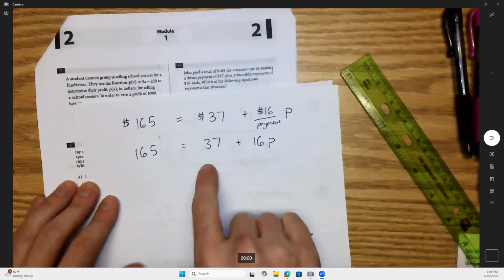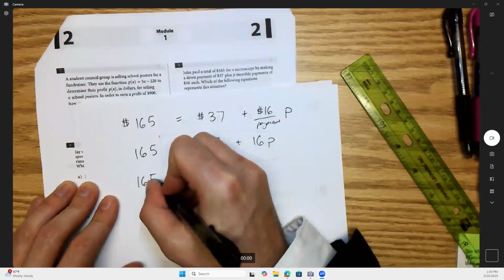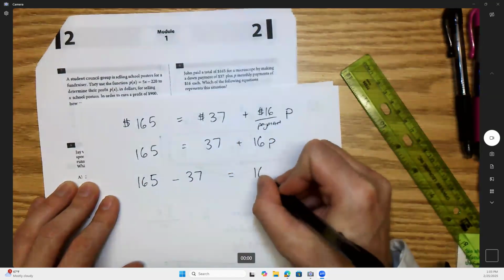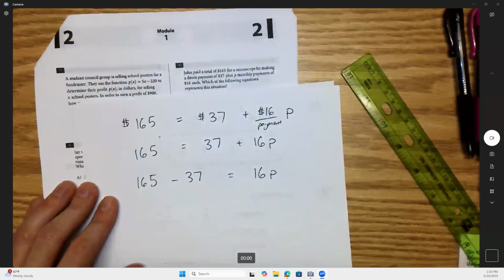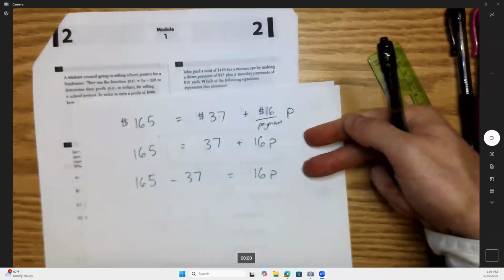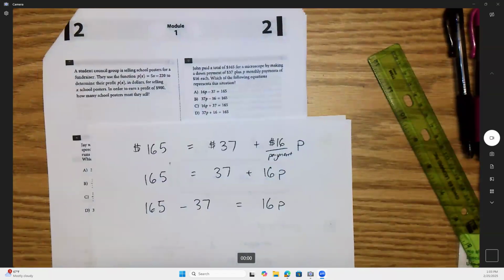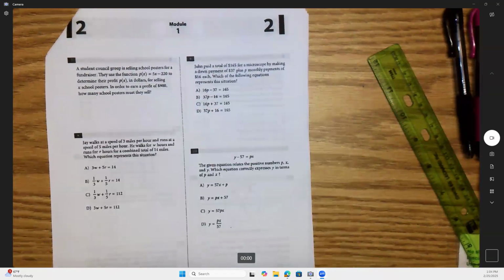A slightly different version is you could subtract the 37 off. So you could say $165 it costs minus 37. And then he's left with $16 payments for some number of payments. You could solve that. Okay. So I bet the answer is one of these. Let's see. You see any one of those? It looks like option C. Yeah, 9 is C. You guys got number 9 is C? Number 9 is C. All right.